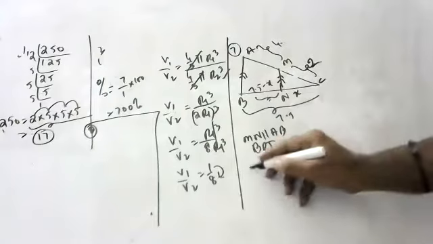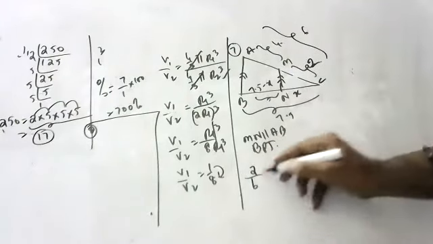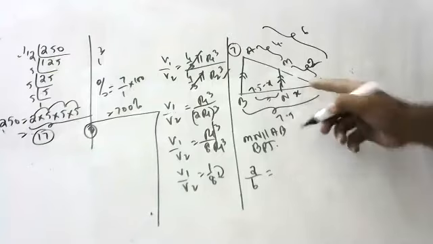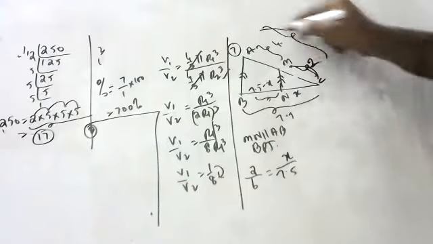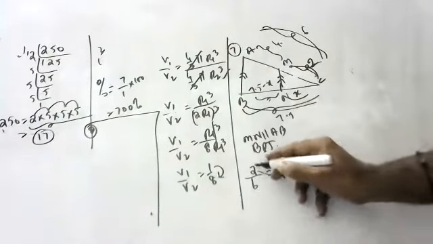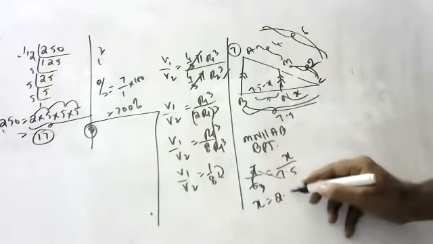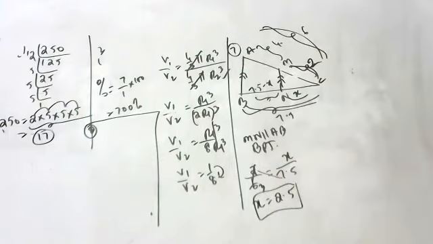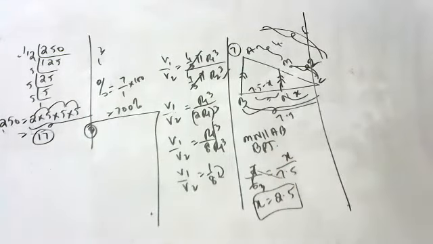You do 2 by 6 is equal to X by 7.5. He's saying he wants to apply the corollary: this by this by this. So 7.5 by 3 is how much, children? 2.5. 7.5 by 3 is 2.5. The corollary you can apply directly, children.